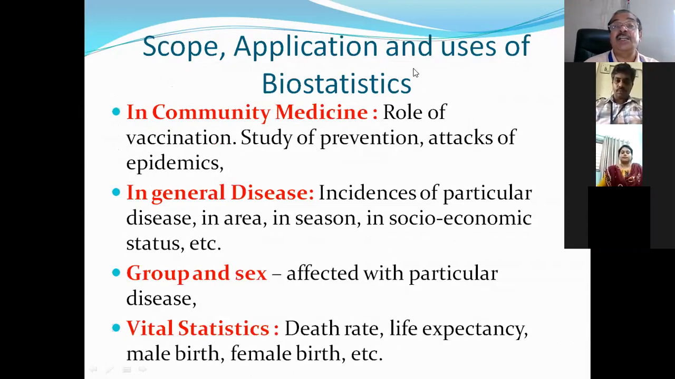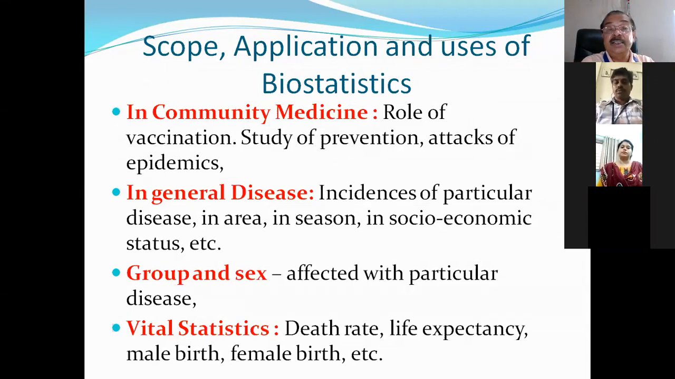The scope, application and usage of biostatistics in community medicine: role of vaccine. As I told you, we have already studied the polio vaccine, because the polio vaccine is very much effective. Now it is almost at 0 and has been eradicated, like smallpox has already been eradicated. Study of prevention: whether the COVID vaccine has prevented the disease of corona or not, attacks of epidemics also, and whether in environmental factors the attack of dengue has subsided or not.